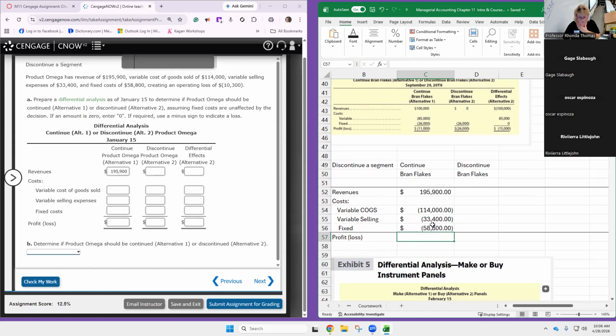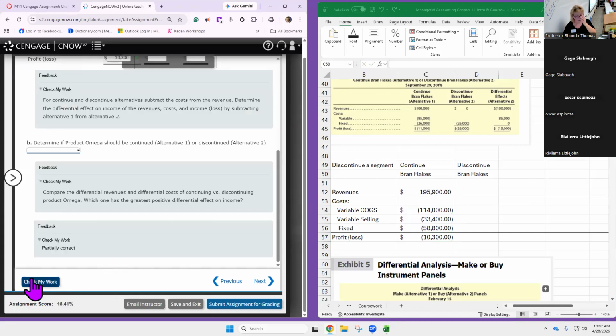Okay, and now we're ready to see if we have a profit or a loss. Well, revenues is definitely being outweighed by the costs here. So let's just find out how much that is. Okay, so we're going to include the revenue, bring it down, and we're showing a loss of $10,300. So this is what we're showing is currently happening. And then the loss is a negative 10,300.